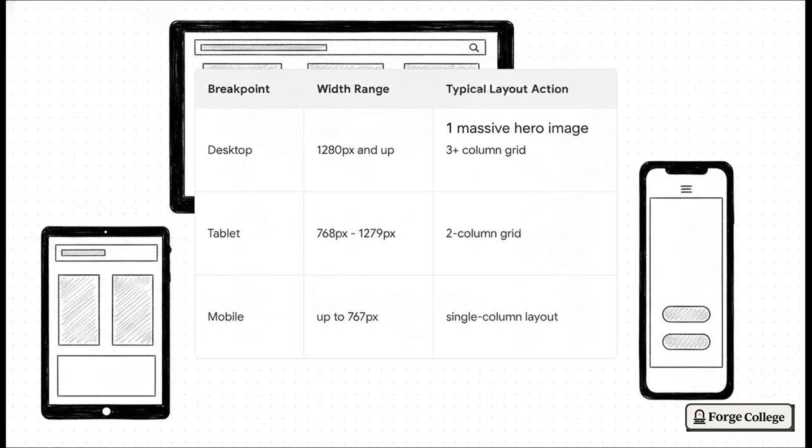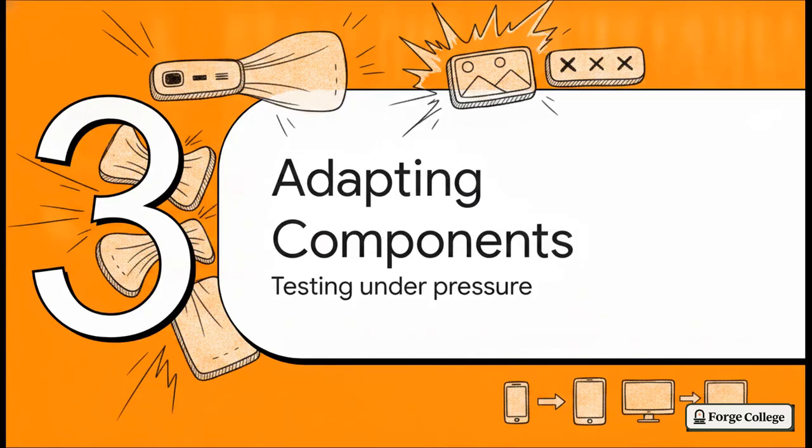But when we shrink down to tablet territory, roughly 768 to 1279 pixels, we have to adapt. We drop down to a 2-column grid, or maybe stack our content, and we condense that navigation. Finally, for mobile, which is anything up to 767 pixels, it's extreme survival mode. We're talking a single-column layout, touch-optimized controls, and a heavily simplified navigation menu. Which brings us to number 3, adapting your dApp components.